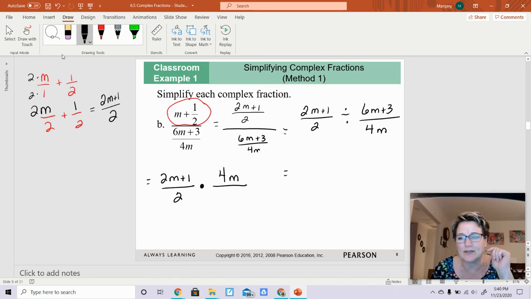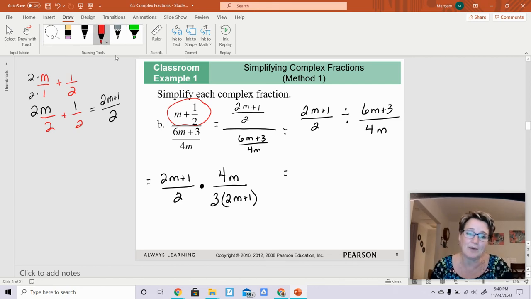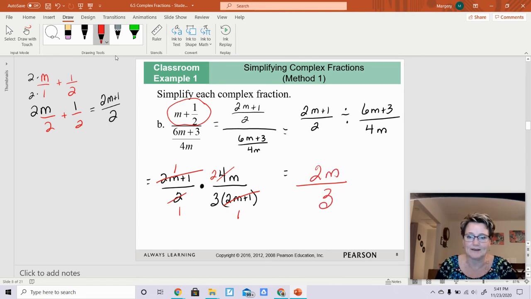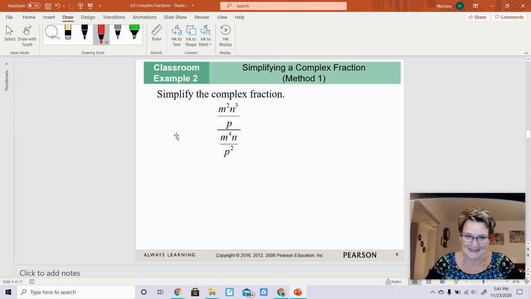I do notice that the 3 and the 6 share a 3. So I'm going to factor out a 3, and that leaves me 2m plus 1. Now, if you notice, because it's a division problem now, this whole thing cancels to 1, and this whole thing cancels to 1. This 2 cancels to 1. This 4, 2 goes into 4 twice. So I'm left with 2m, and on the bottom, I'm left with 3. And that's it. All done. All right. Another one.